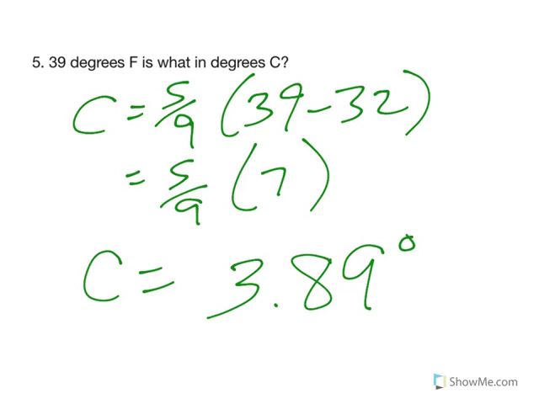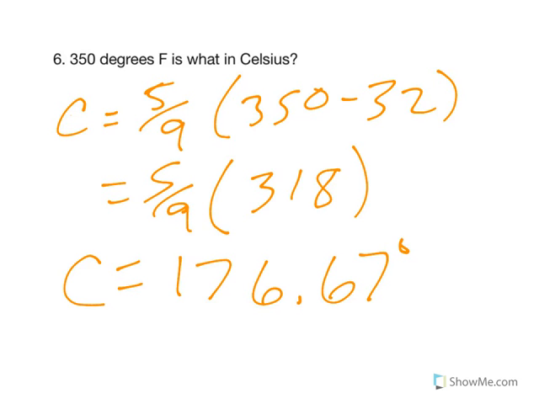Number 5, 39 degrees for your refrigerator. What is that in Celsius? I rounded and got 3.89. And number 6, you're cooking a roast at 350 degrees. What is that in Celsius? So again, we need the C equals function, and I came up with a rounded answer of 176.67 degrees. So that is temperature conversion. Let me know if you have questions or you need to see an additional example. Thanks.